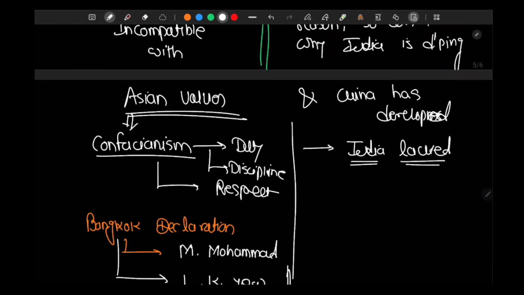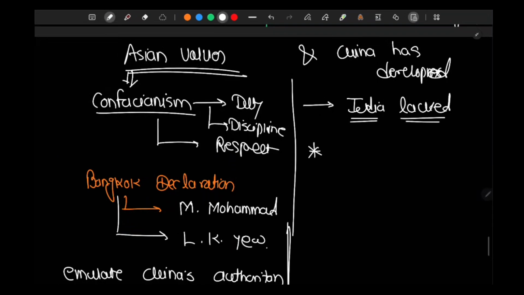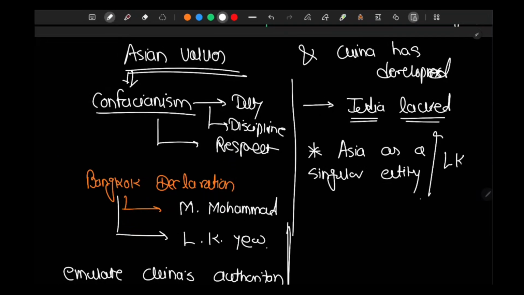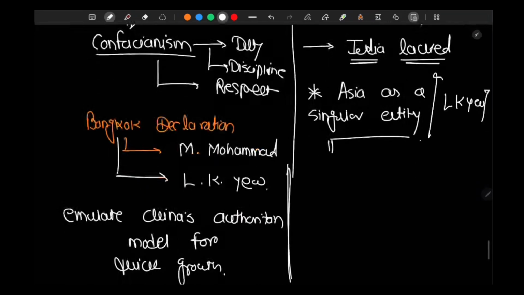The general lack of leadership in Indian democracy was the reason why India could not develop easily, right? So it is not really the Chinese model of government which succeeded. It was leadership which succeeded. India did not have such leadership, right? Then he suggests that Lee Kuan Yew tries to justify Asia as a singular entity, right? This was the view of Lee Kuan Yew. What Lee Kuan Yew tries to say is that Asian values are common across Asia.